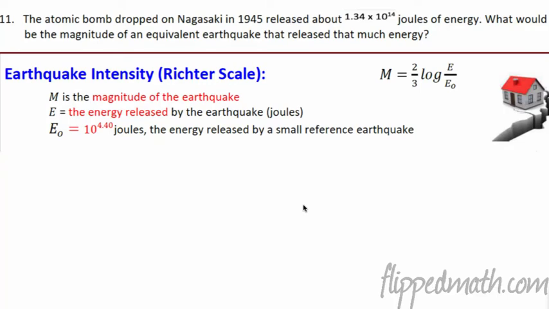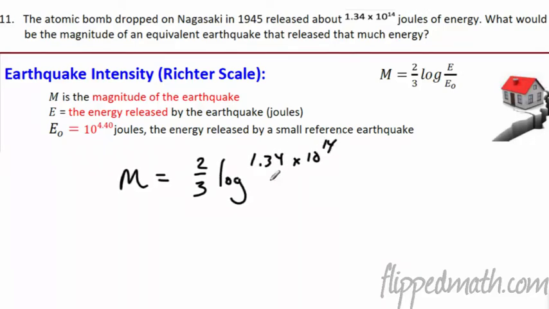All right, so number 11, magnitude. What would be the magnitude? Well, this is very simple. We don't know what the magnitude is, so we're going to just put in 2/3 times the log of, that's how much energy we have. Is it really this simple? I gave you a problem this simple. And E sub naught is always the same, 4.4. So I guess this is basically a calculator practice problem.